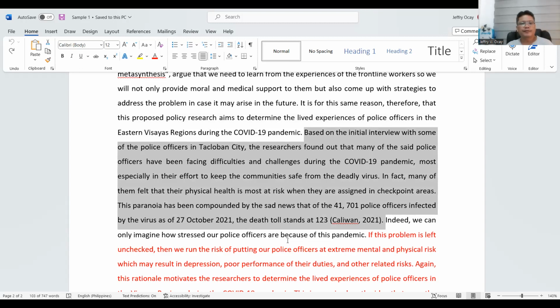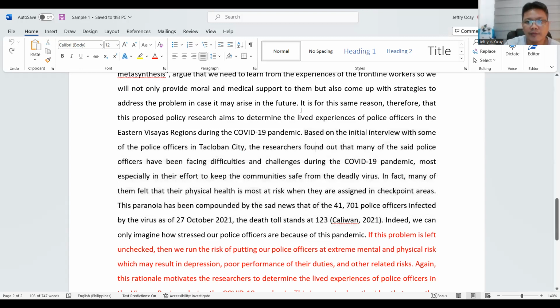In fact, many of them felt that their physical health is most at risk when they are assigned in checkpoint areas. This paranoia has been compounded by the sad news that of the 41,701 police officers infected by the virus as of 27 October 2021, the death toll stands at 123. Indeed, we can only imagine how stressed our police officers are because of this pandemic.